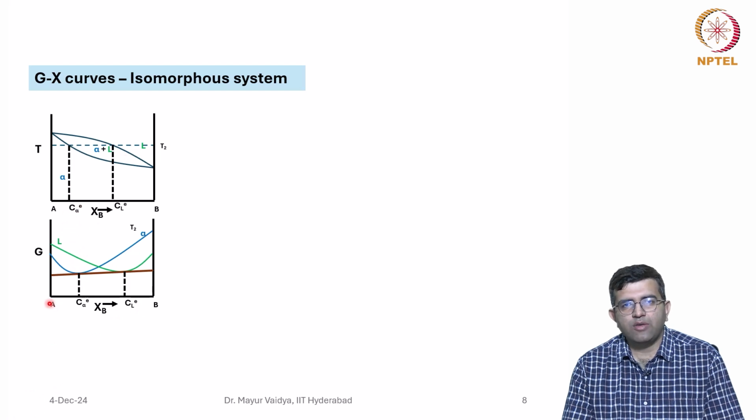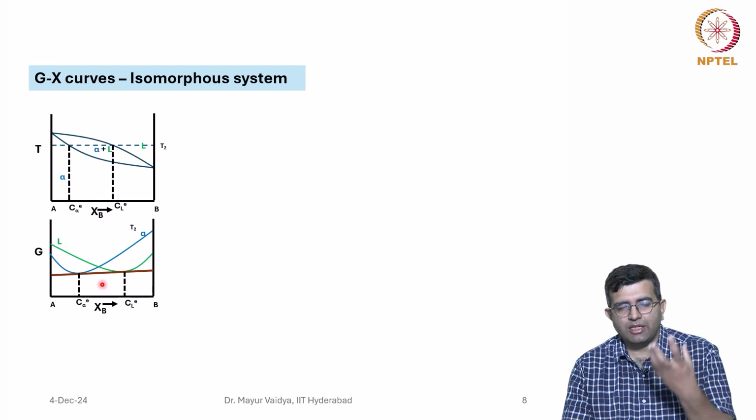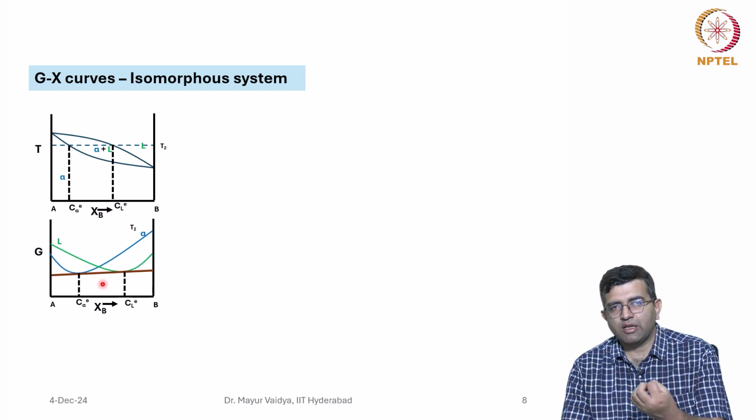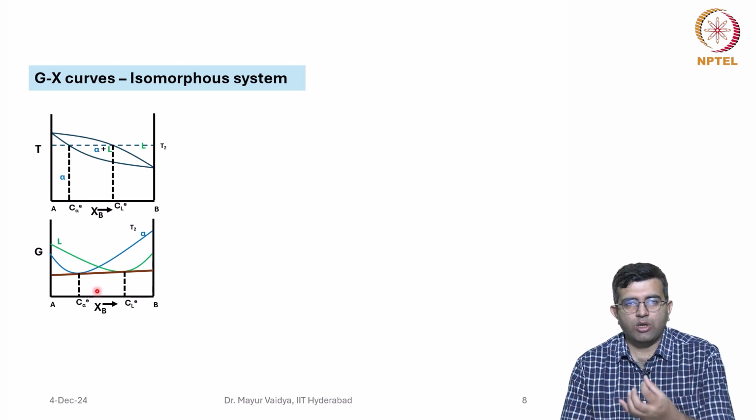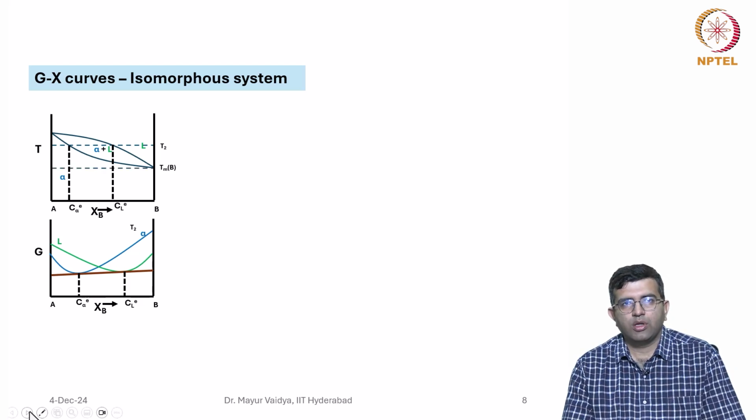You can clearly see from here, up to C alpha equilibrium, G alpha is lower than GL, therefore alpha is stable. Similarly, here GL is lower than G alpha, so liquid is stable. In between, you have the possibility of drawing the common tangent, and therefore you have a two phase mixture which is stable. That means in this region neither single phase alpha nor single phase liquid will give you the lowest free energy, but a mixture of alpha and liquid has the lowest free energy.